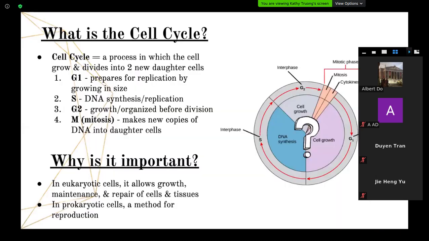So what exactly is a cell cycle? The cell cycle is a process in which cells grow and divide into two new daughter cells. This is also known as interphase and is composed of three parts, like I mentioned before: G1, where it's preparing for replication, S, where DNA is replicated, and G2, where there's further growth right before it goes into mitosis.